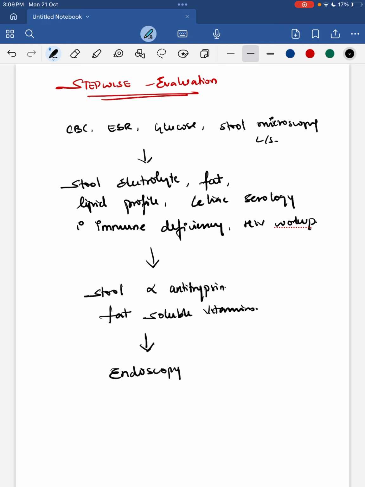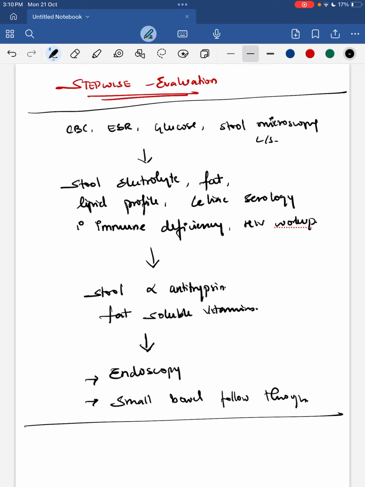Imaging like USG abdomen will be a useful tool to look for small bowel lymphadenopathy or strictures, or in the pancreas for calcification, strictures and size of the pancreas. Okay, right. Next will be your treatment goals.